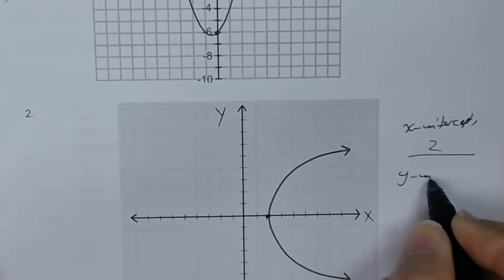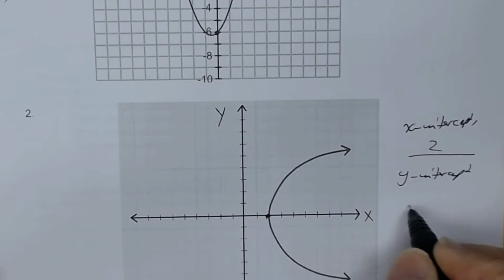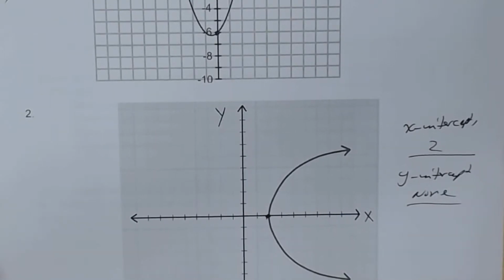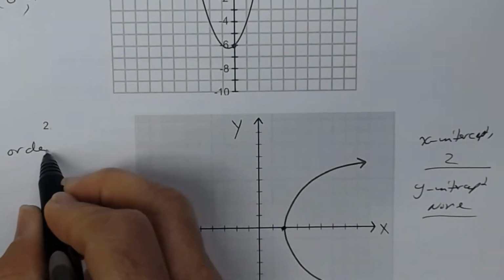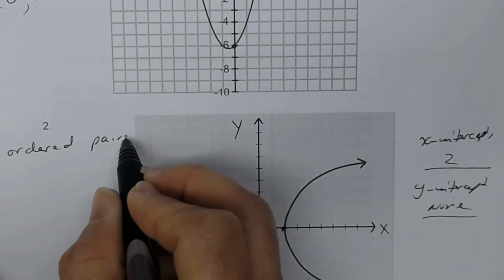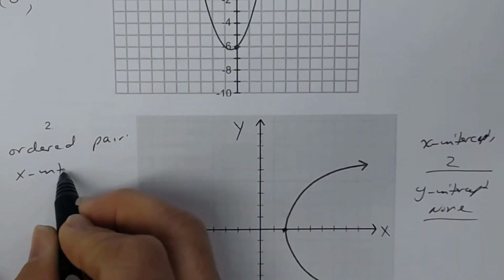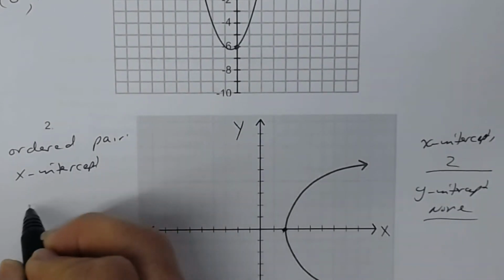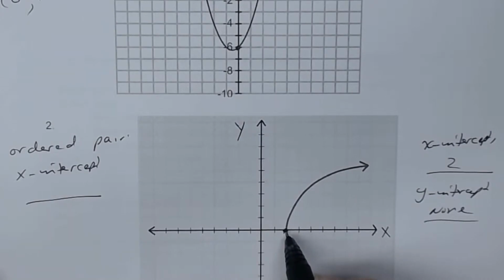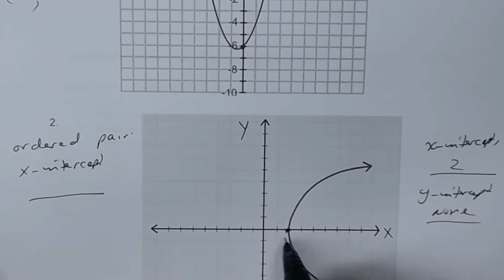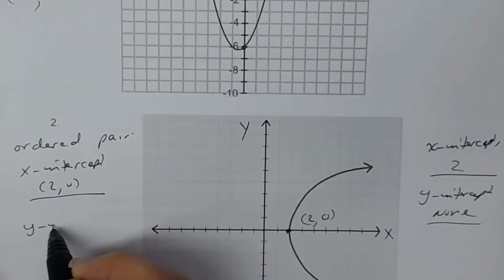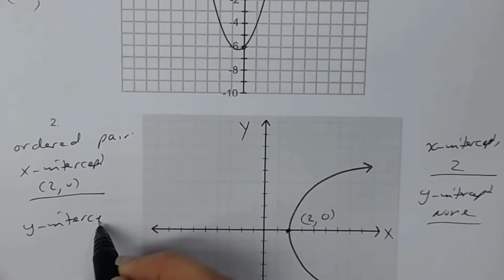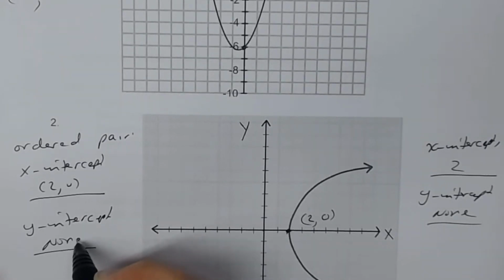For the y-intercept, you're going to say none. Okay? As an ordered pair, so the x-intercept, remember there's just one x-intercept, so you can list it as an ordered pair. You can go to the right 2 units, and then your y-coordinate is 0. So that's 2, 0. And then for the y-intercept, again, you're going to say none.